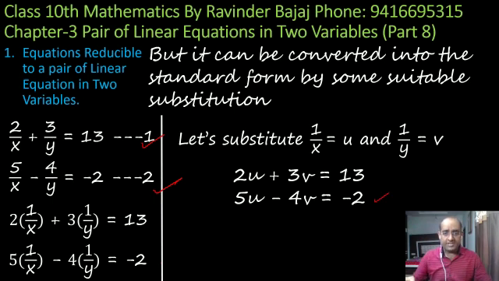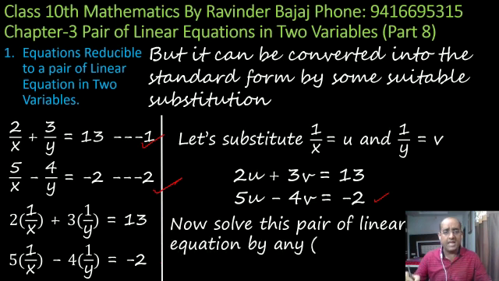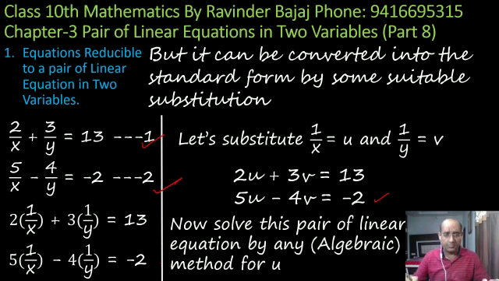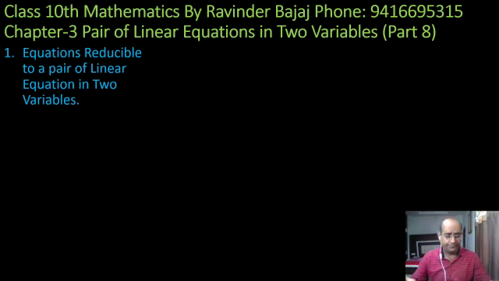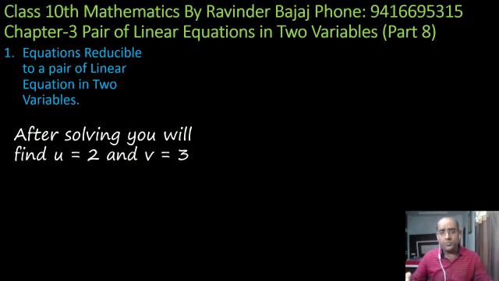Now try to understand that this is a linear pair and we can find the value of u and v, but we have to find the value of x and y, not u and v. So first we will find the value of u and v by any method. You already know three algebraic methods. Now solve this pair of linear equations by any algebraic method that you prefer. I'm not solving it for you here, I will solve for x and y. I hope you must have solved it.